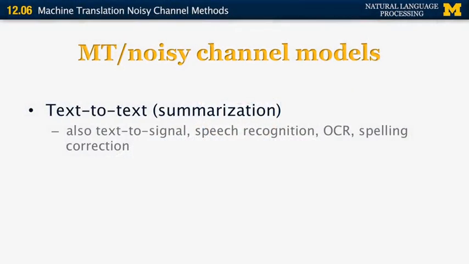Okay, so noisy channel models are used not only for machine translation, but for many other tasks. For example, for text-to-text generation or summarization, where the input is a long document and the output is a short document. So in the lecture on summarization, we talk about this method. But also things like text-to-signal, speech recognition, OCR, spelling correction. In each of those cases, we have as input one type of text or representation, and the output is another type of text or representation, and the noisy channel converts one to the other.